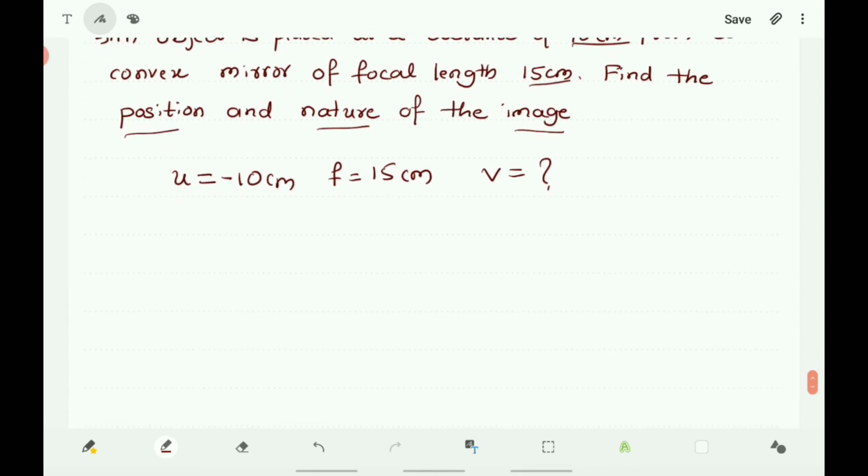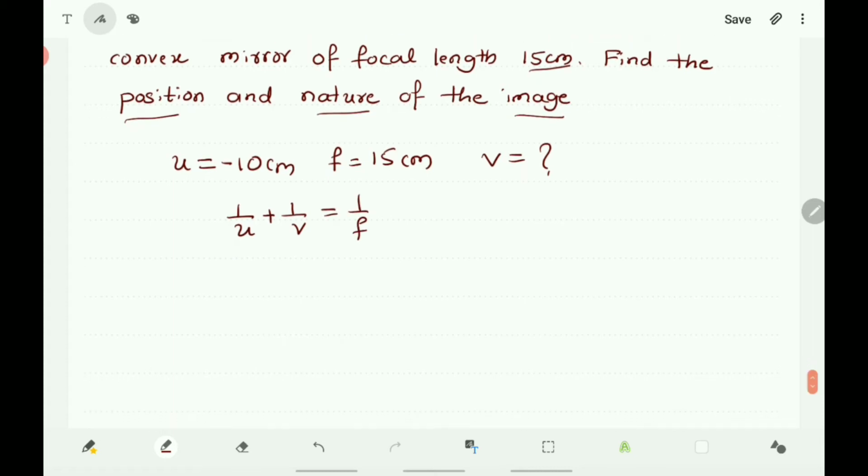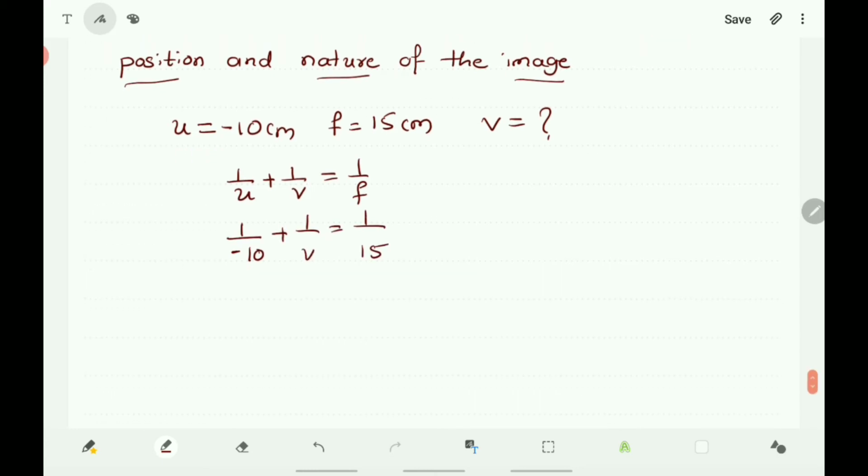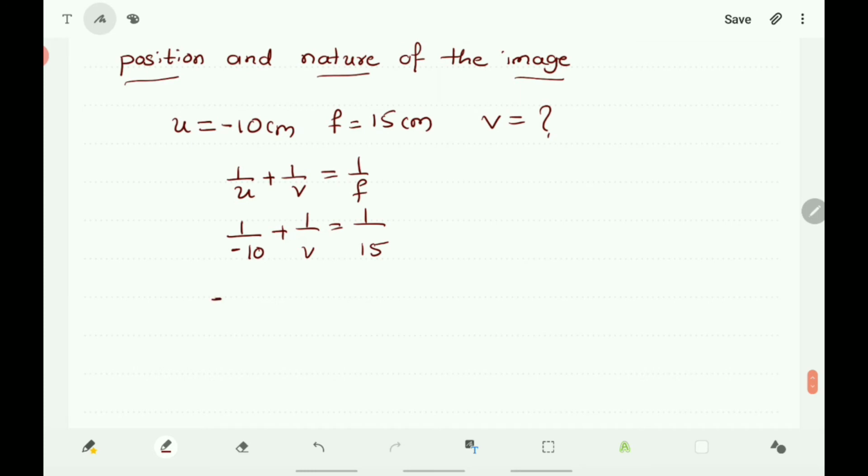Then you write the formula 1 by u plus 1 by v is equals to 1 by f. Then 1 by u is here 1 by minus 10, plus 1 by v is equals to 1 by 15. Then write the 1 by minus 10 as minus 1 by 10 plus 1 by v is equals to 1 by 15.